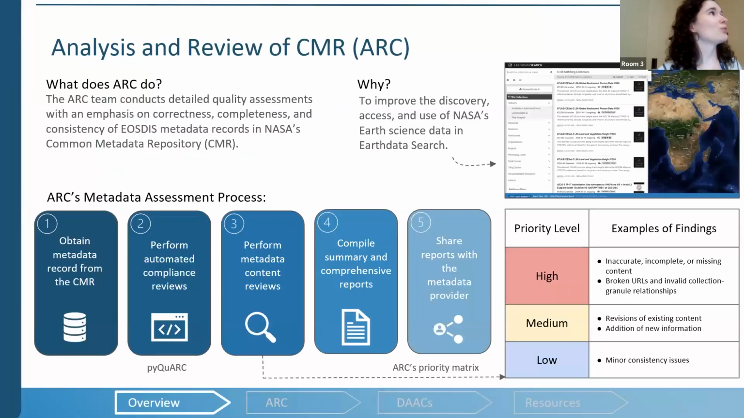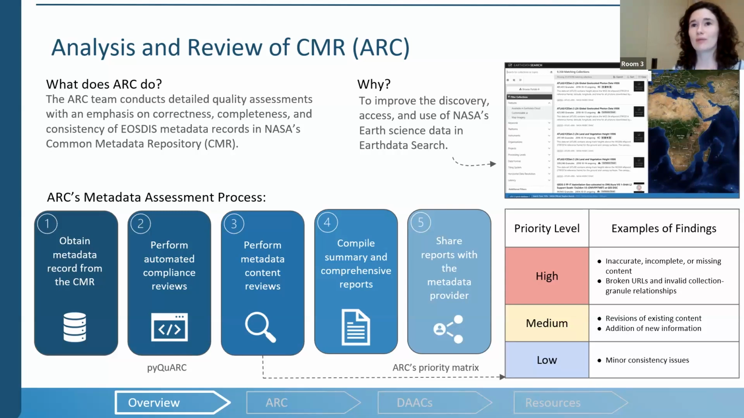So just to do a really brief overview of what we do, ARC stands for the Advanced Review of the CMR, and we conduct detailed quality assessments with an emphasis on correctness, completeness, and consistency of EOSDIS metadata records within NASA's CMR. We do this to help improve the discovery, access, and use of NASA's Earth science data within Earth Data Search. There in the bottom left corner, I do have our assessment process. We'll go into a little bit of a deeper dive into that. But there in the bottom right corner is how we conduct our metadata assessments.